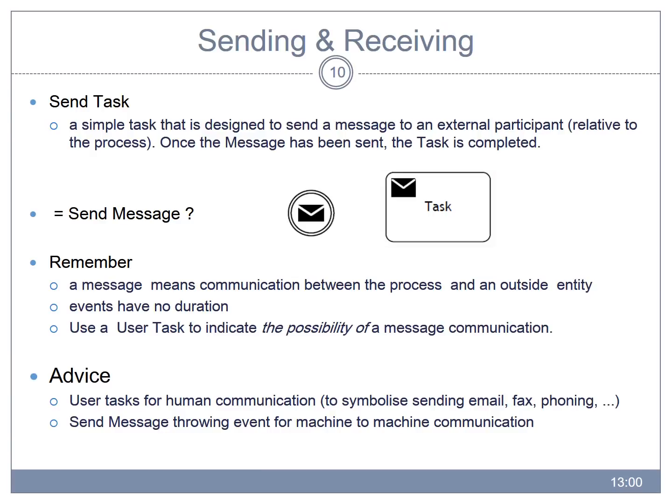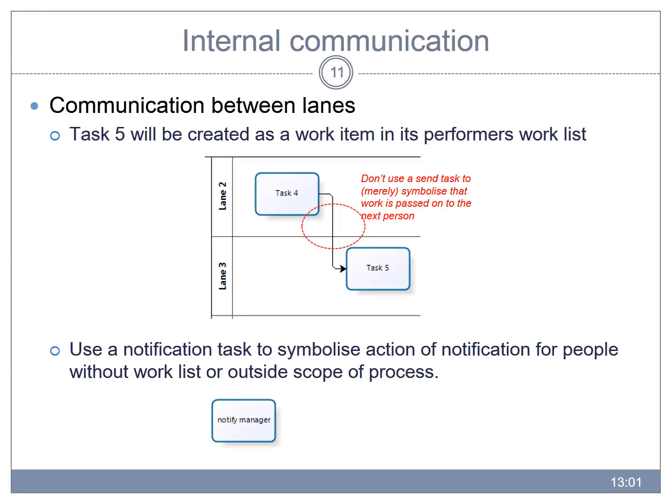So as a general advice, you can say that you use user tasks for human communication, to symbolize the sending of an email, a fax, or phoning in particular, and when you're not sure that there is a message that will actually be sent. And you can always use a send message throwing event for machine-to-machine communication, especially when it's about very simple messages. You don't use message tasks or message events for communication within a process. For communication between lanes, you simply use sequence arrows.